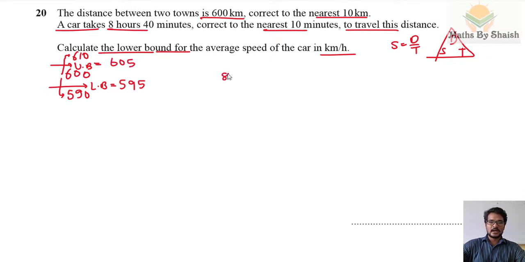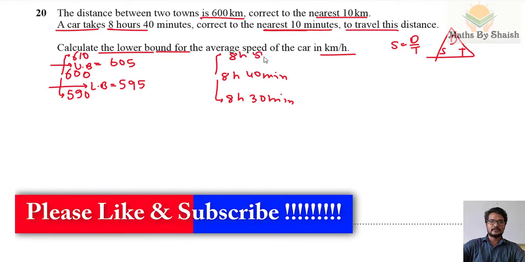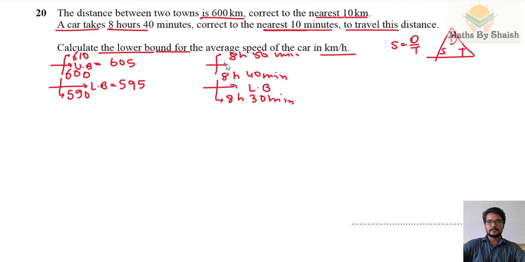Similarly, for 8 hours and 40 minutes, since it is correct to the nearest 10 minutes, going down by 10 minutes it is 8 hours 30 minutes, and going up by 10 minutes would be 8 hours 50 minutes. So here would be the lower bound and here would be the upper bound. So it is going to be 8 hours 35 minutes, and here it is 8 hours 45 minutes. That's how we first of all calculate the lower bound and upper bound.